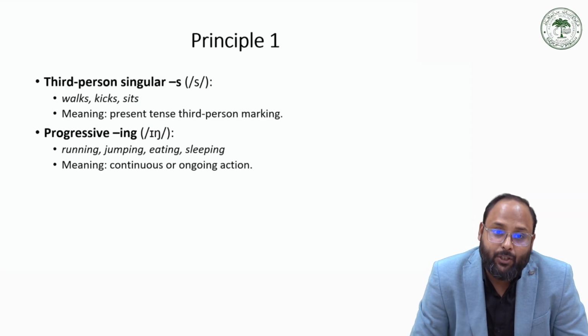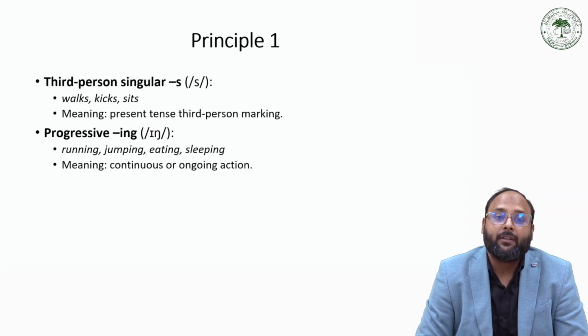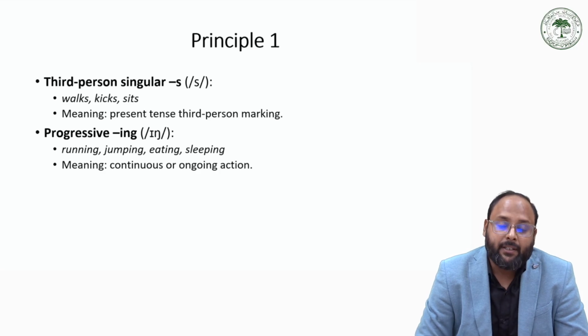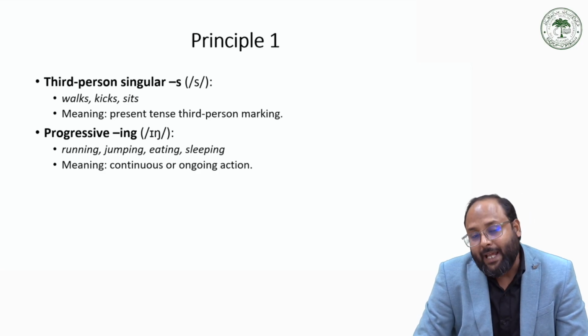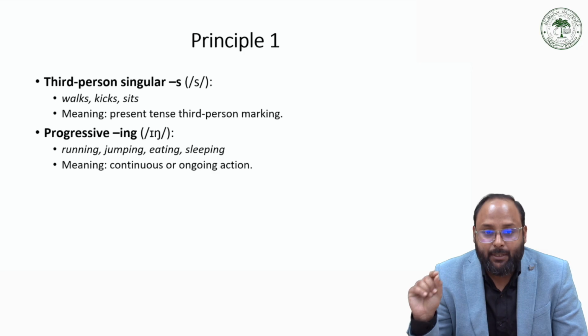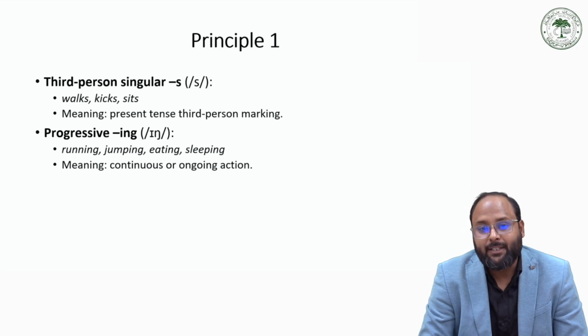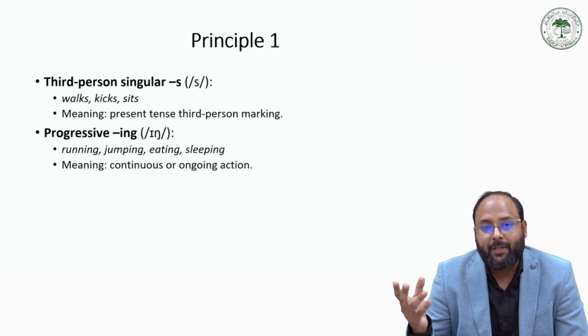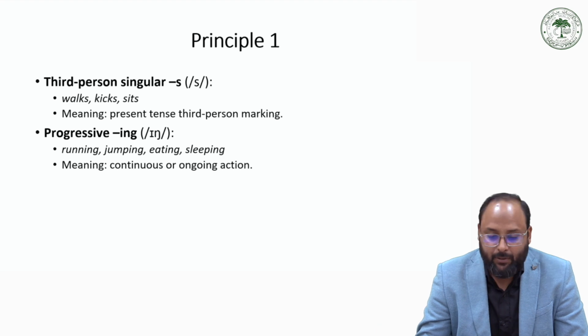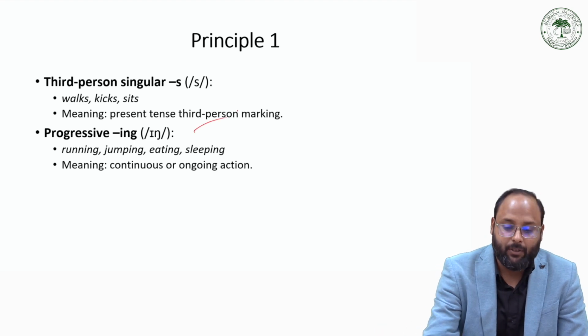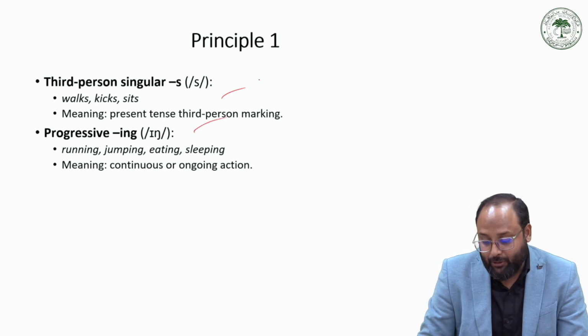And for third person singular we have, like, he walks, he kicks, and he sits. So in this kind of example, -s has a similar function across the examples. And for the progressive we have running, jumping, eating, sleeping. So -ing gives the meaning of progressive in all its occurrences. So these are the examples of principle one.